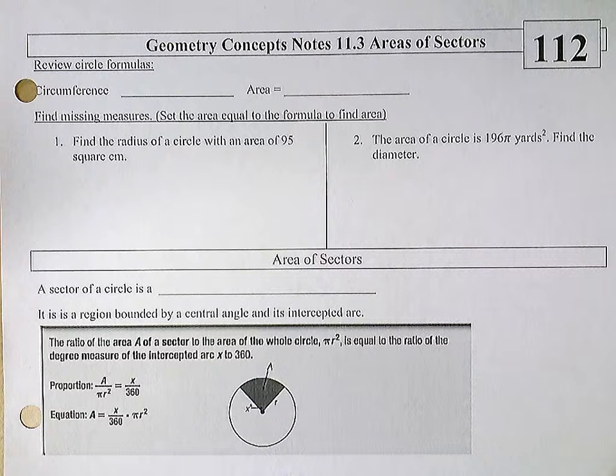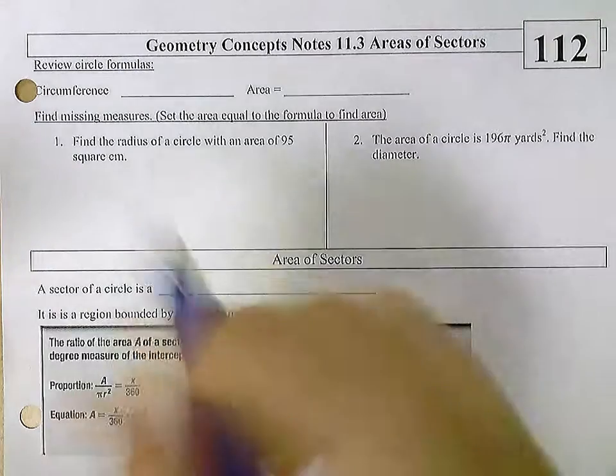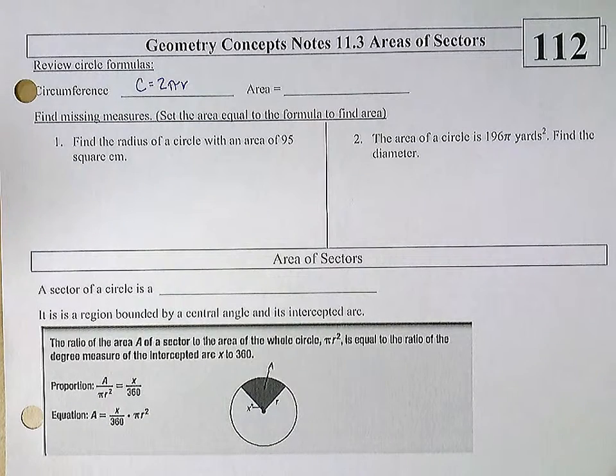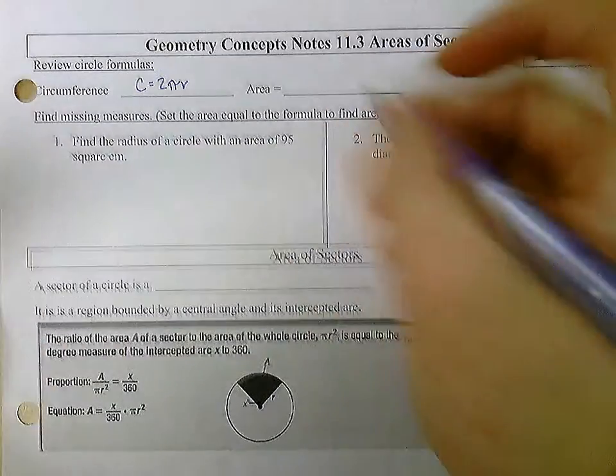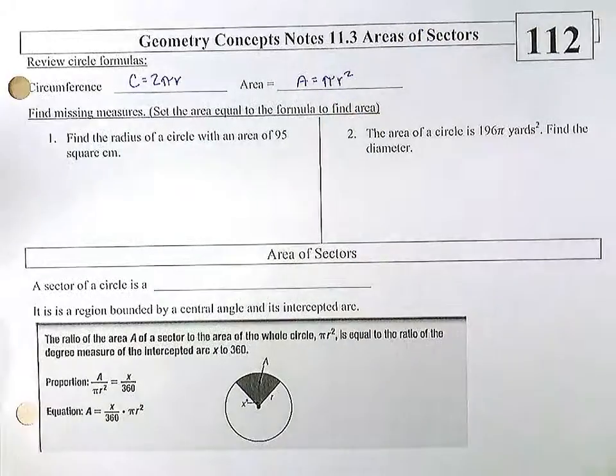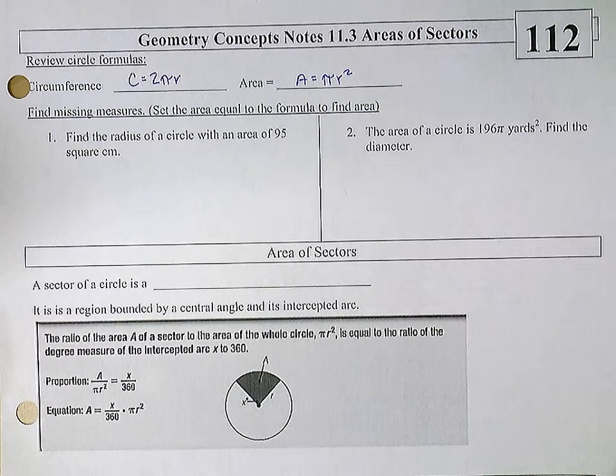We are going to go over area of sectors. Now, the reason we went over area of circles is because a sector is part of the area of a circle. So, just again, re-looking at our formulas for circles, circumference is 2 pi r. That's the distance around the circle. The area is equal to pi r squared. So you have to use the radius for area.